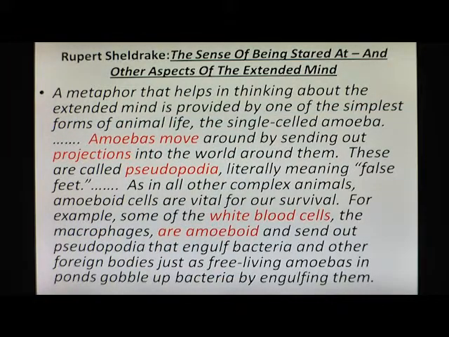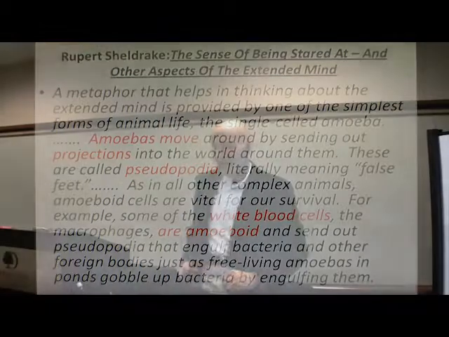For example, some of the white blood cells, the macrophages, are amoeboid and send out pseudopodia that engulf bacteria and other foreign bodies, just as free-living amoebas in the ponds gobble up bacteria by engulfing them. The most extreme examples of amoeboid cells are the nerves. Some nerve cells have enormously elongated pseudopod-like projections that serve as the nerve fibers that conduct nerve impulses.